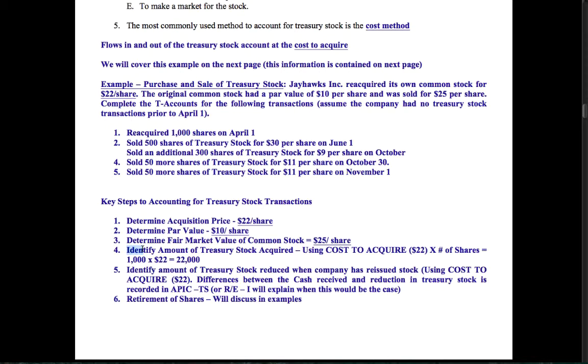Next, you would identify the amount of treasury stock acquired. So using the $22 cost to acquire, you would multiply that by the number of shares you reacquired. So in this example, 1,000, and that would get you $22,000. This is what your treasury stock account will start at. I would also like to note that in all the examples that we do regarding treasury stock, I will assume that the company had no previous treasury stock transactions. Therefore, you do not have to account for balances already in the account. We'll assume that it was a zero balance at the time of our transaction in our examples.